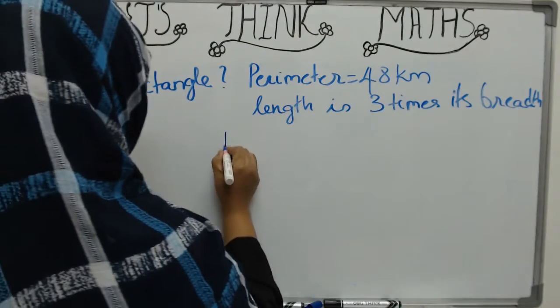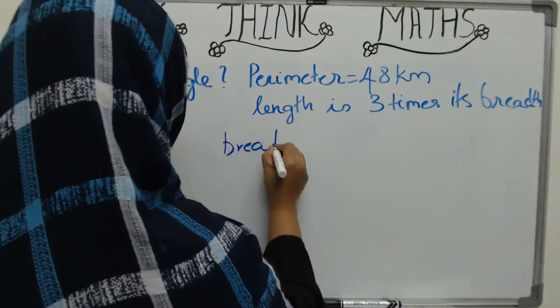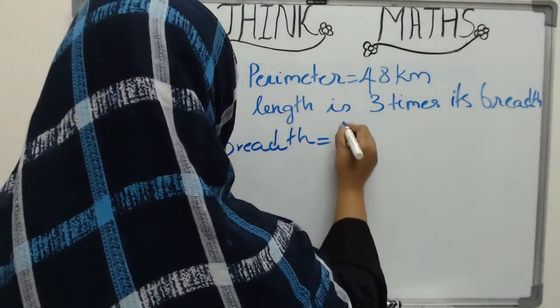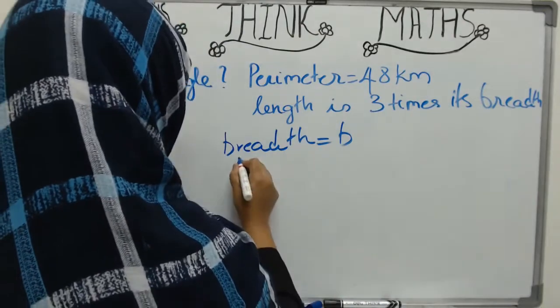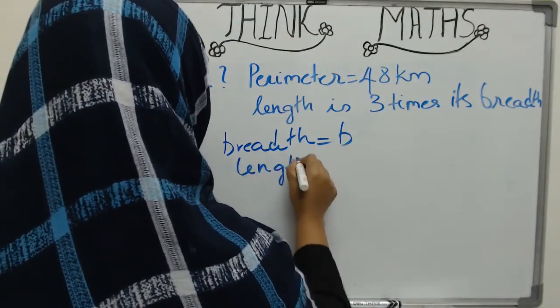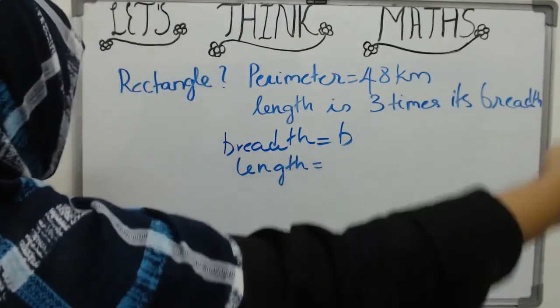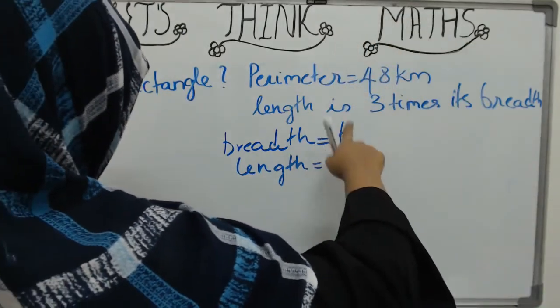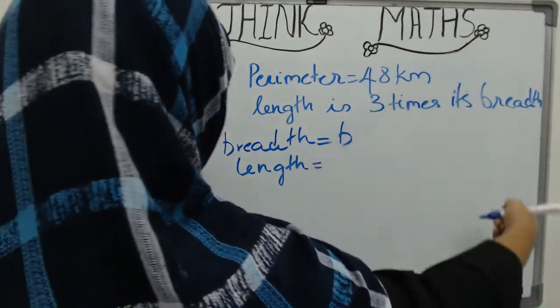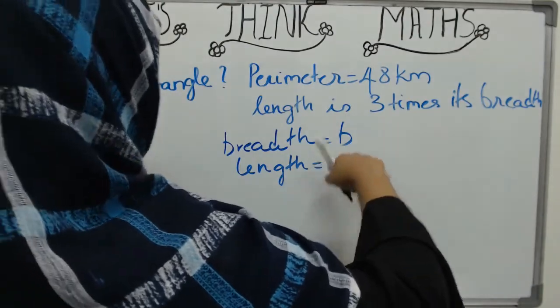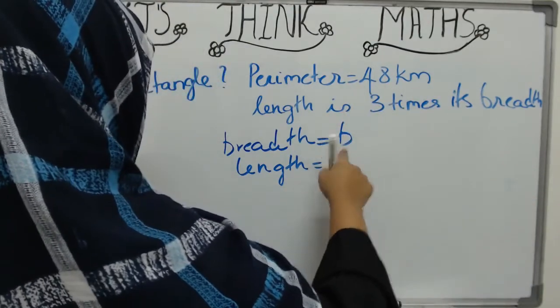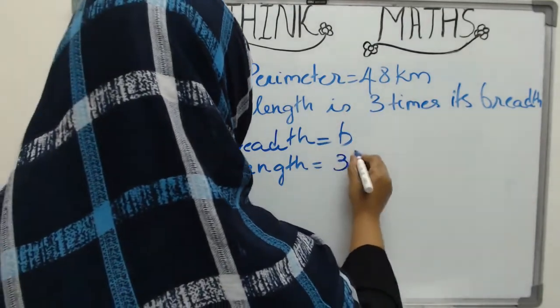Now suppose breadth is equal to B. Right? Let it be B. Then what is the length? Here it says the length is 3 times the breadth. That means if breadth is 1, length is 3. If breadth is 2, then it is 6. So if breadth is B, length is 3 into B.